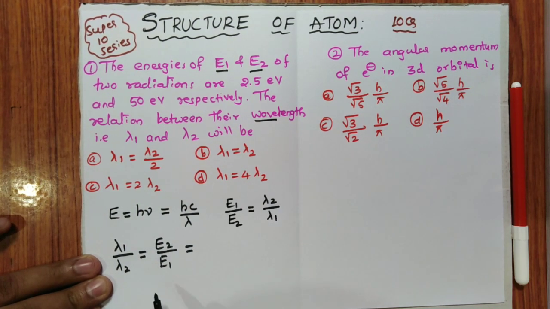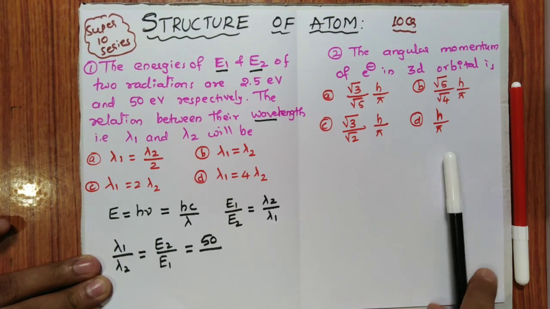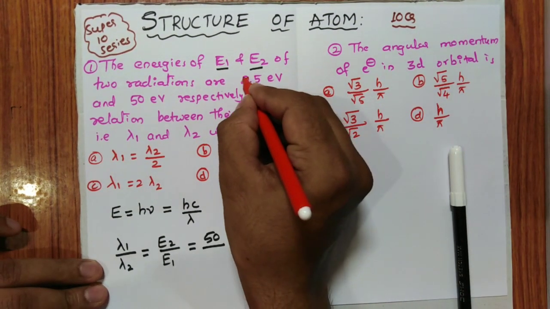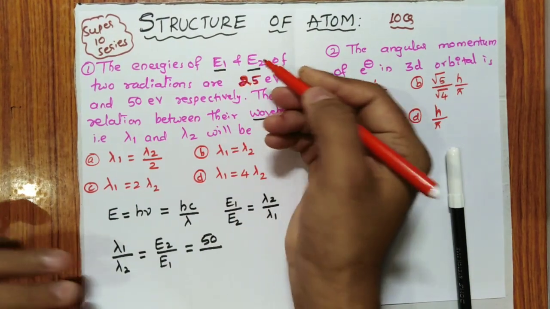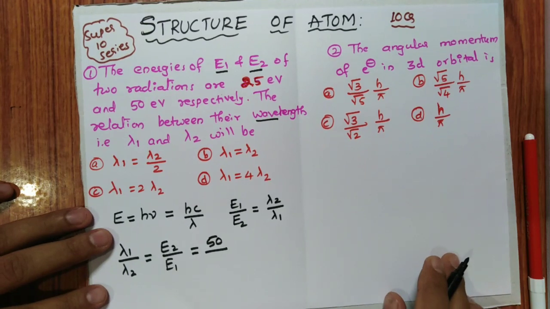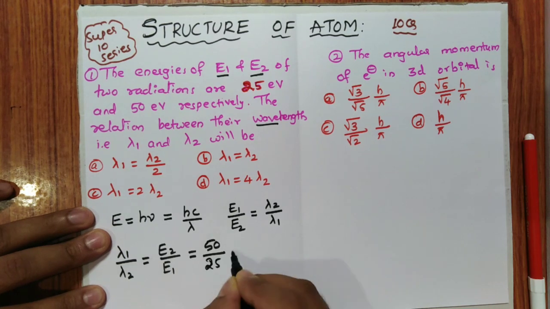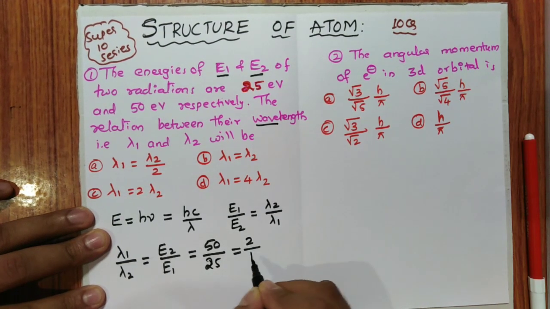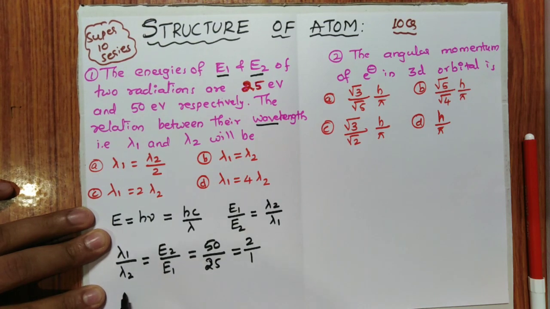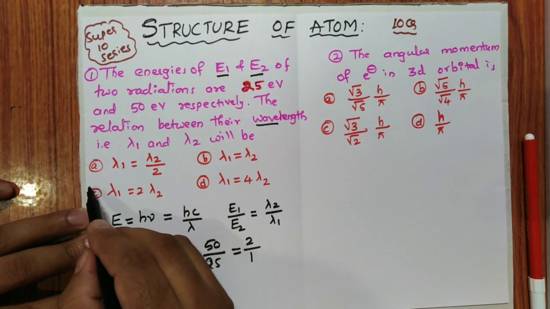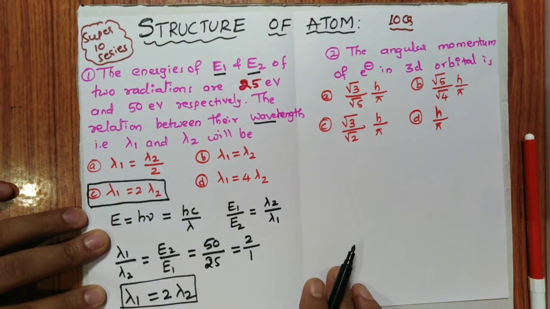So what is the value of E2? That is, E2 is 50 electron volt. 50 electron volt divided by, so in this particular case, this should be 25, it is not 2.5, it is 25 electron volt. Right? So 50 divided by, in this case, 25 electron volt. So is equal to 2 divided by 1. So hence I can write the relationship as lambda 1 is equal to 2 into lambda 2. Hence lambda 1 is equal to lambda 2, which is the answer? So answer C is the correct one.